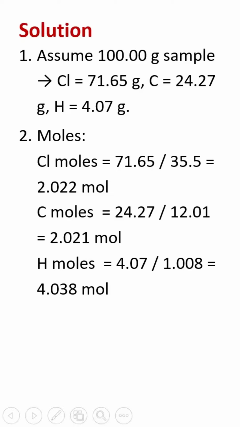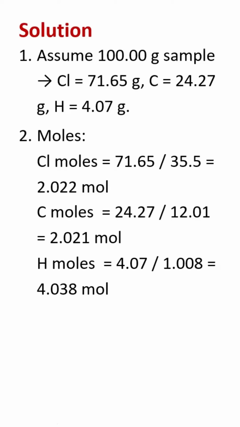For the chlorine, moles, for example, equals the mass divided by the molar mass of chlorine, which is known from the periodic table. For the number of moles of carbon, we will use this mass and divide by the molar mass of carbon from the periodic table. And for the H, we'll do the same to get the empirical formula.